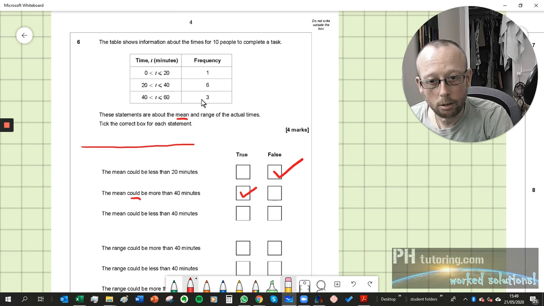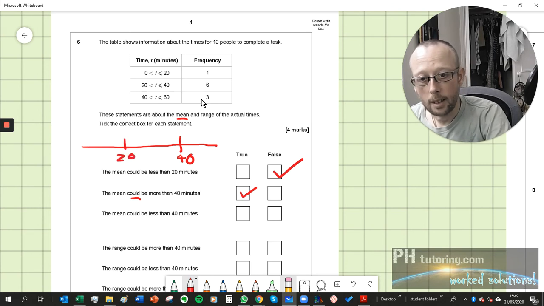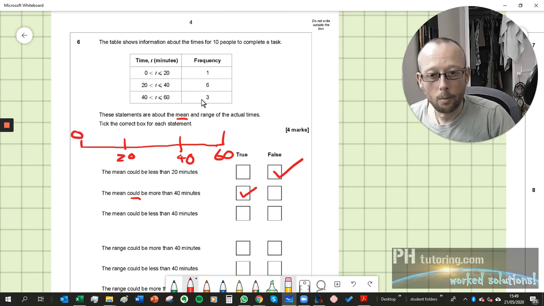It's good at this point to try to draw a diagram. So if this is the 40, and this is 20, over here is 60, and here is 0. This one I said was true, and we're asking just to help us understand. This 1 could be as low as over here somewhere. The 6 could be just above 20, and these 3 could be just above 40.